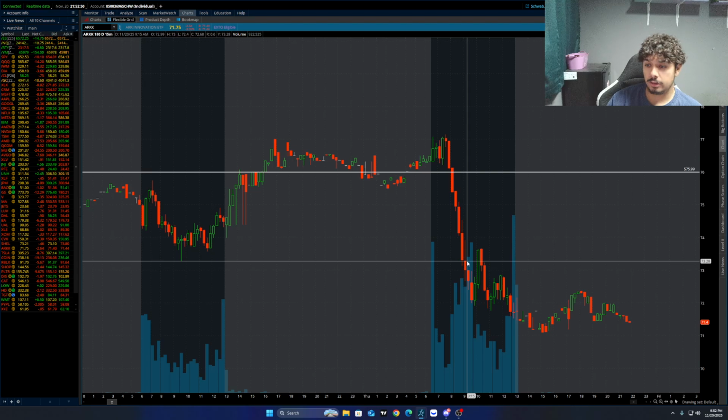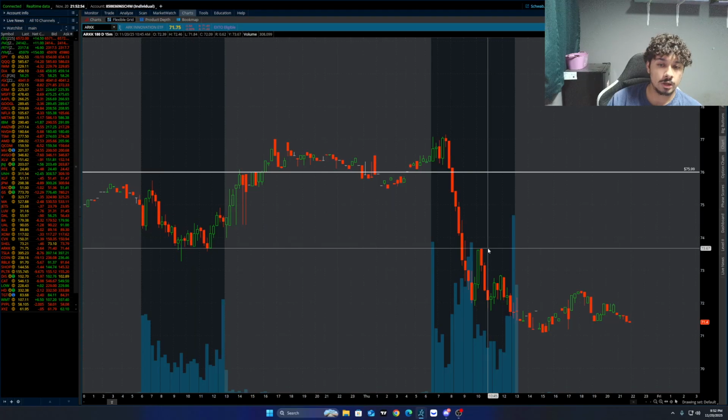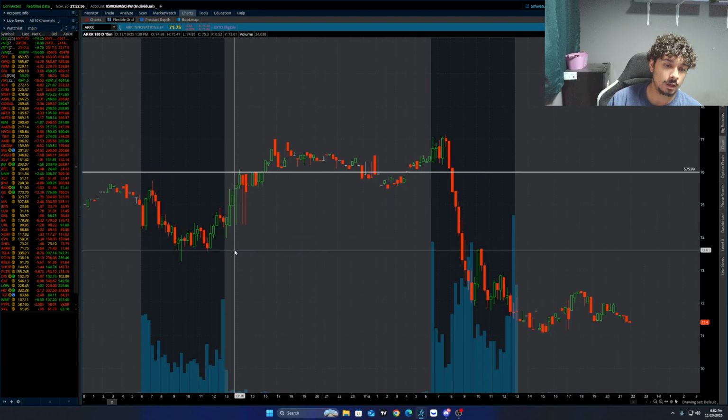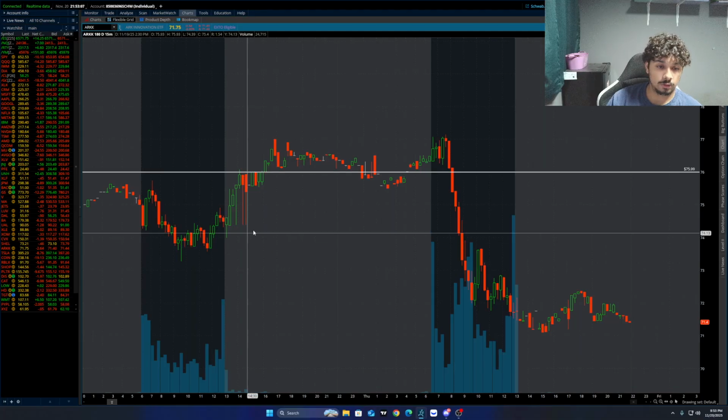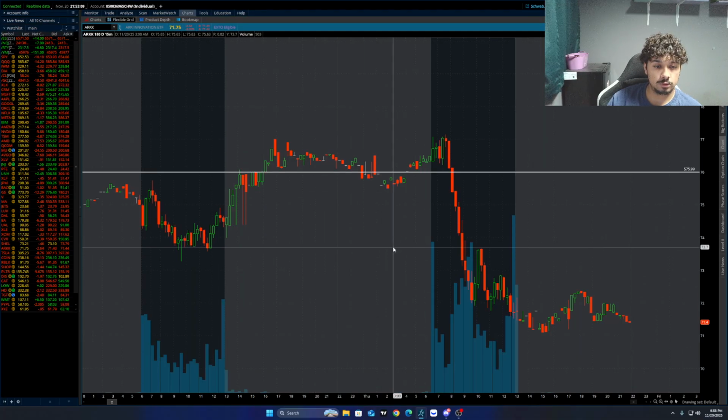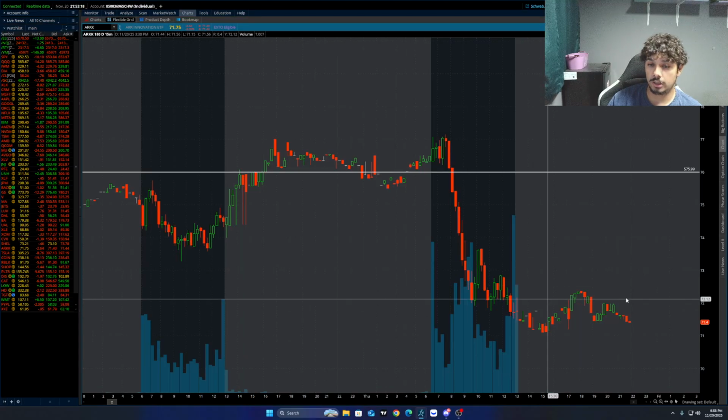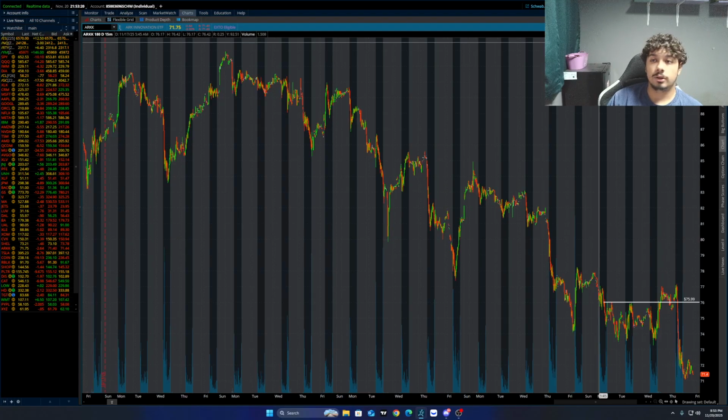At the wick. I usually don't like to take the wicks, but you can take the wicks. I usually like to do where there's a lot of orders accumulating, like right there. So we get a little base action, and then it pops. So if we take a look where it tested again, that could have been your re-entry or entry. So all the way from 77 to 73.7, or if you want to go for the wick, 73.28. So that's how I'd go about that.